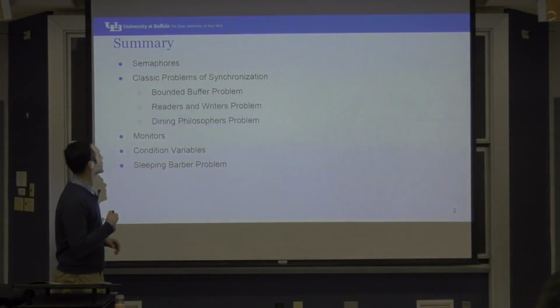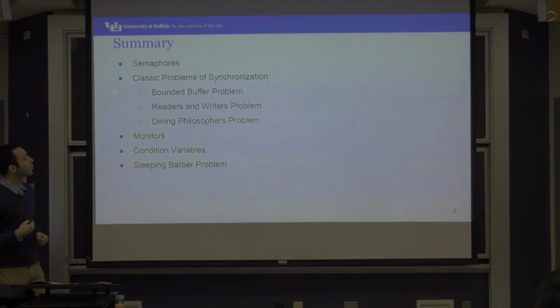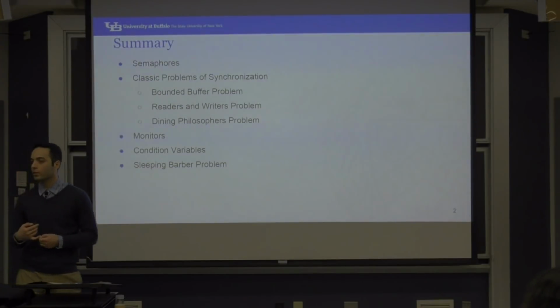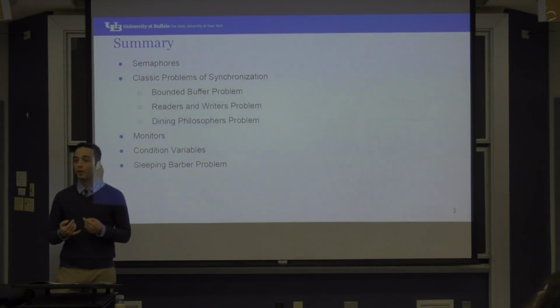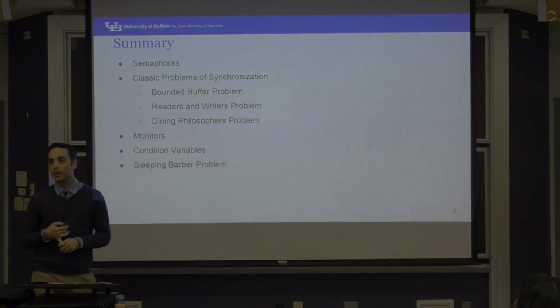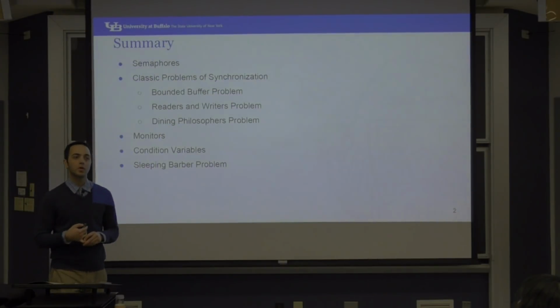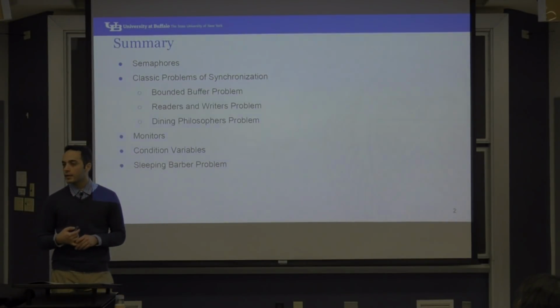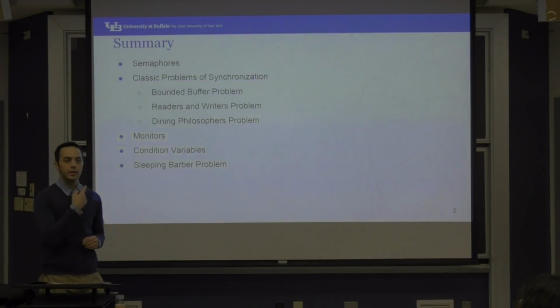So last session we talked about semaphores a little bit more, and then we covered a few examples of problems of synchronization: bounded buffer problem, readers and writers problem, and dining philosophers problem. And then we also learned about monitors and condition variables. You're going to use them probably in your Pintos as well. And then as an example, we also went over the sleeping barber problem. Okay? Are there any questions on any of those?